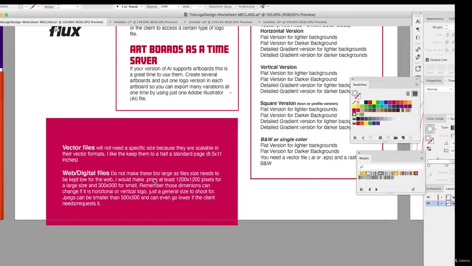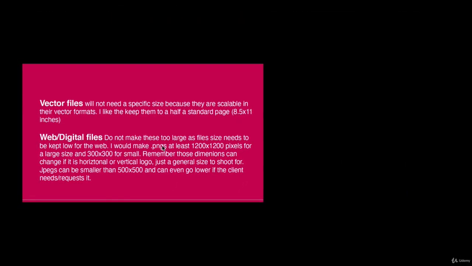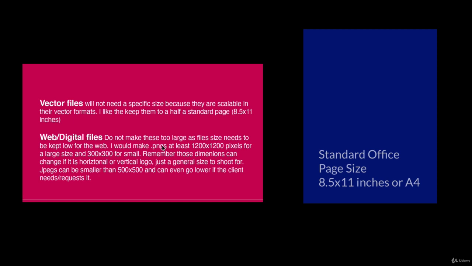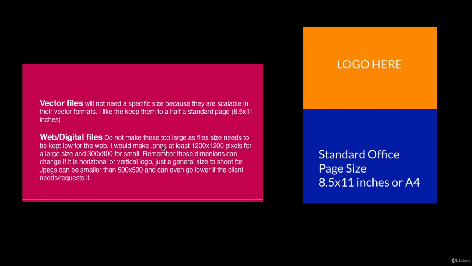So how big do I make these file sizes? For vector files, there's not really a specific size because they're all scalable in their vector formats. So I like to keep them in a standard page size. If I put a logo on an 8.5 by 11 inch, I like to do a half a page. So I can create an artboard that's a bunch of half page sizes and export that way. It's just more of a standard size, but it's not a required size because it's vector, it could be scaled up and down. So the file size is not quite as important with vector files.